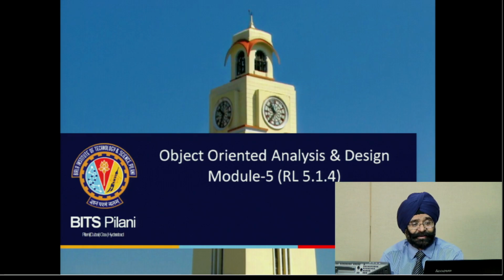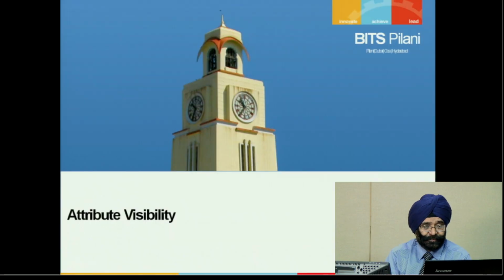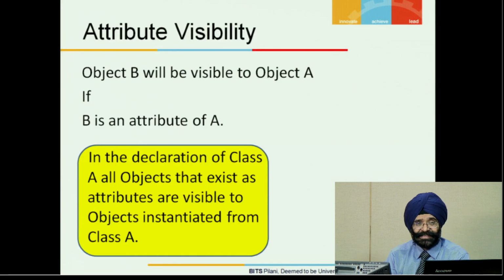OAD 5.1.4 Attribute Visibility. The first of the four types of visibilities we've been discussing is attribute visibility.